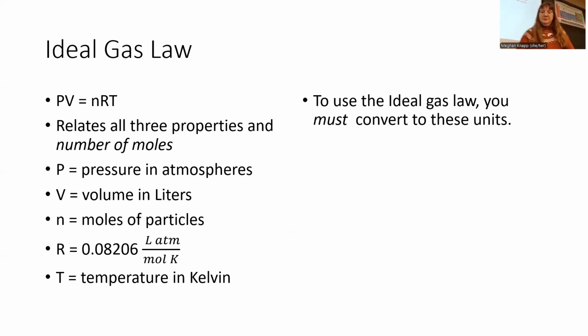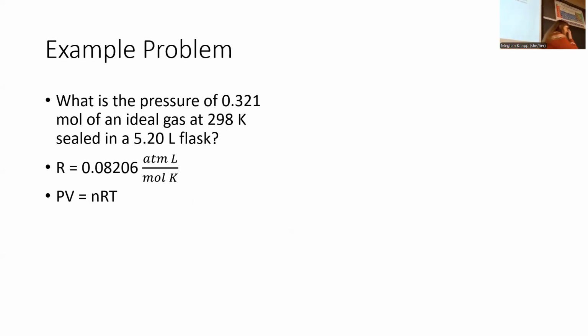All right, so let's do an example. In this case, I've given you everything in the units that we need. So we're just working with how to rearrange the equation. So what is the pressure of 0.321 moles of an ideal gas at 298 Kelvin, sealed in a 5.20 liter flask? And then I've given you R. I will always give you R. You do not need to memorize it.